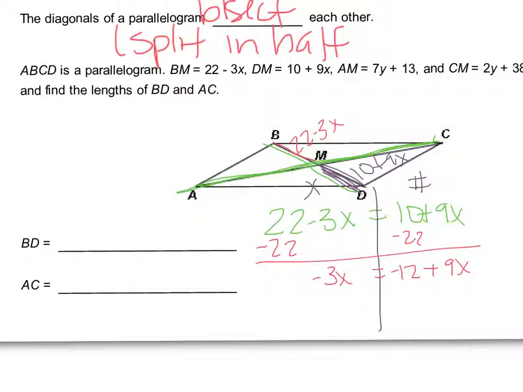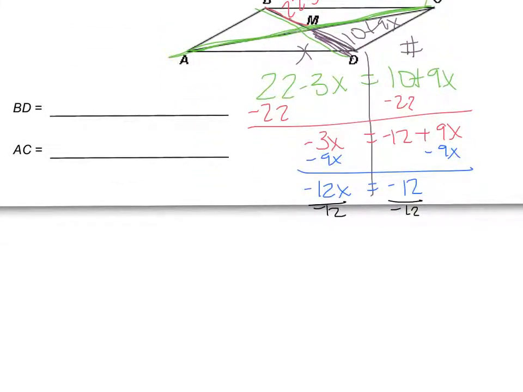And then I want to get rid of my 9x, so I'm going to subtract it from both sides. So negative 12x equals negative 12. And the last thing I'm going to do is divide both sides by negative 12. And when I do that, I get that x equals positive 1.